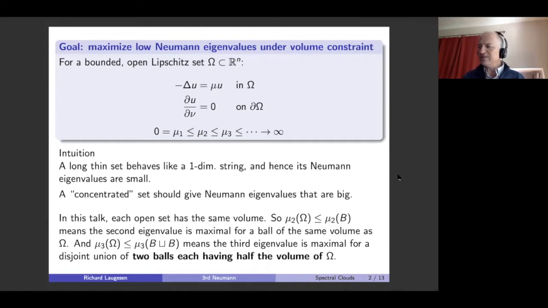So it's sort of two aspects of the same thing, but two slightly different reasons why in both cases we end up with balls and two-ball situations for these low eigenvalues. Okay, to reiterate, we're going to be looking at second eigenvalues and third eigenvalues.